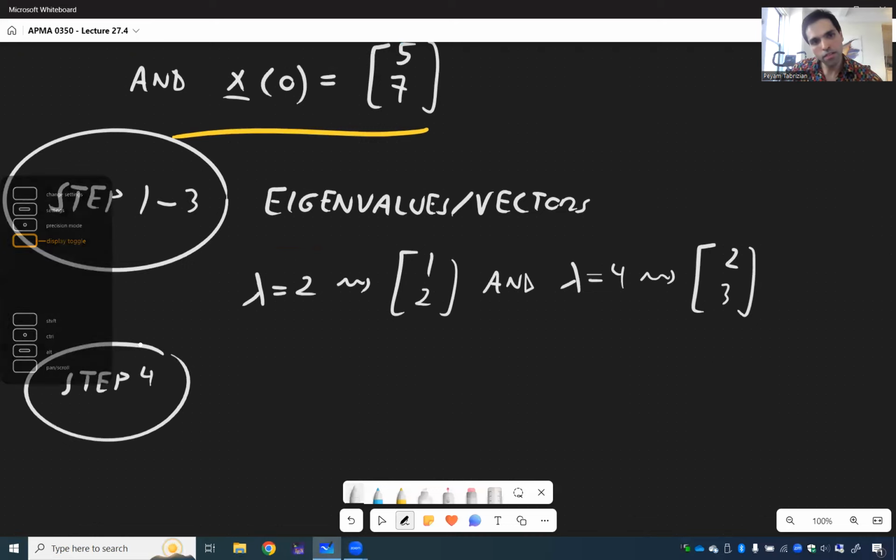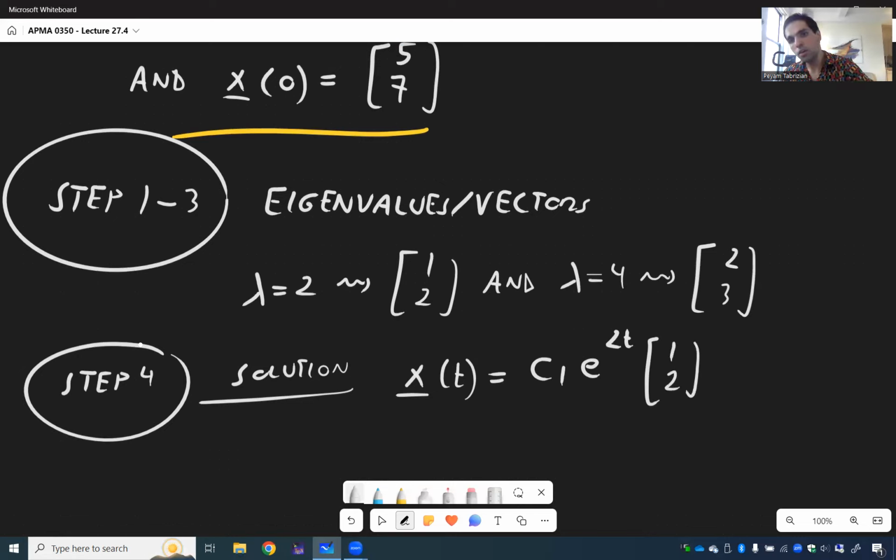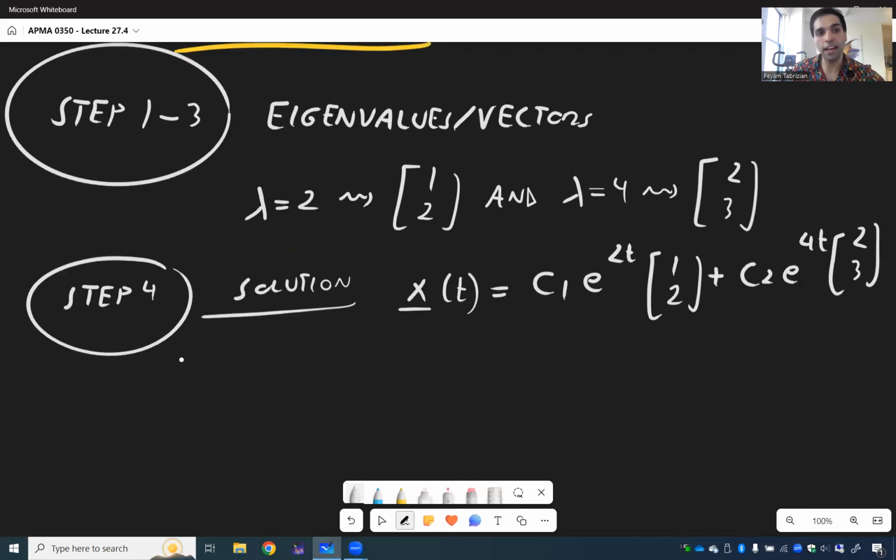Step 4, solution. So x(t) is c1 e^(2t) times (1, 2) plus c2 e^(4t) times (2, 3). Same thing as before. Eigenvector goes with the eigenvalue. And now let's do the initial condition. And you will see it's just an extra step.